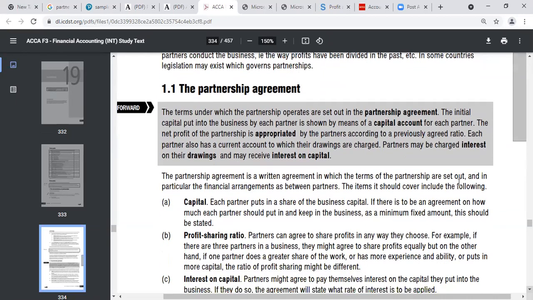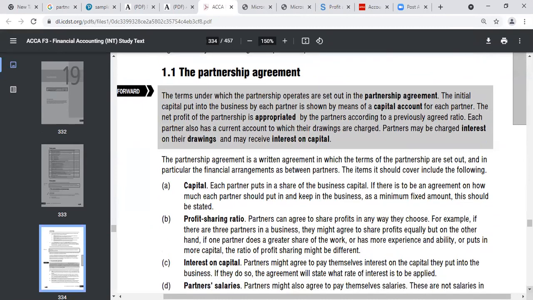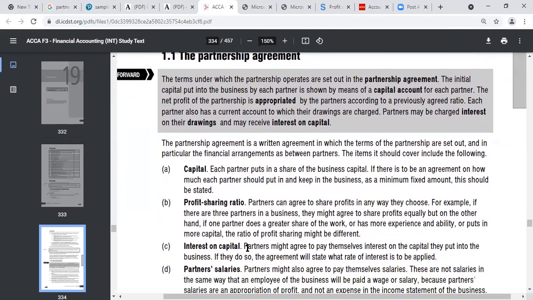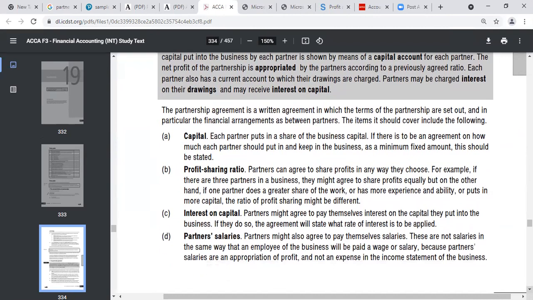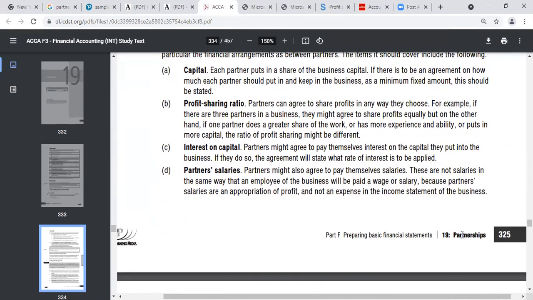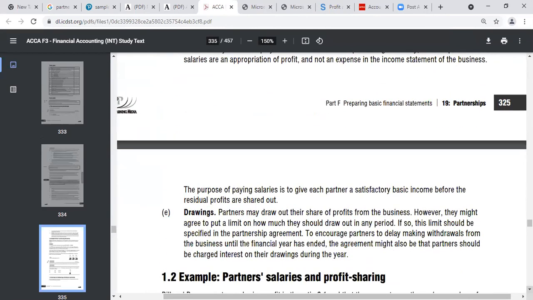But it can go ahead to also look at things like capital, how much each partner is contributing. In cases where we have interest on capital, how much will be the interest on capital, and things to do with partner salaries: who is part of these operations, and what would they be taking home, okay? So this information, you can be able to find it and read in much detail.